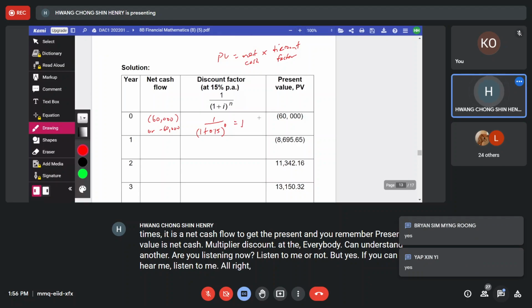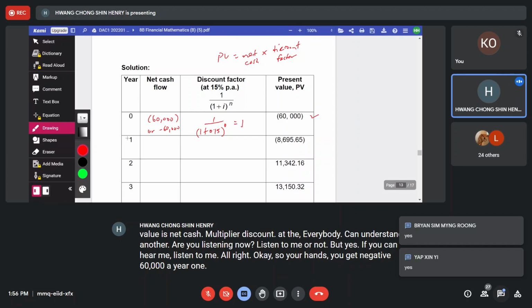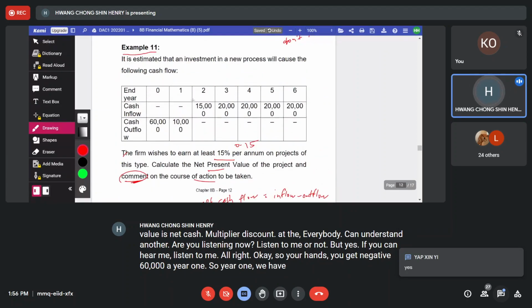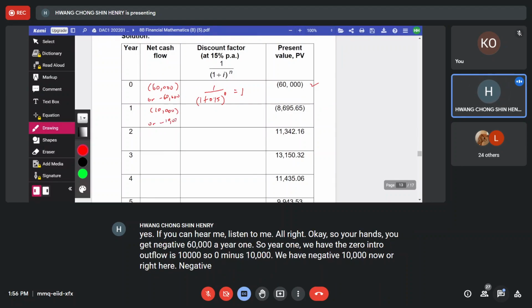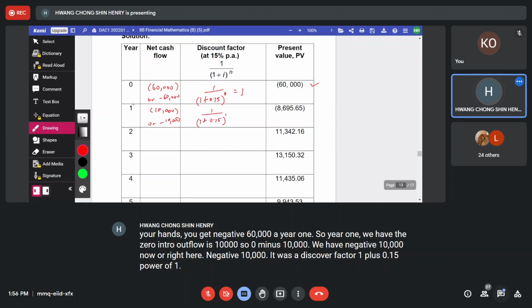All right, okay. So you multiply and you get negative 60,000. Okay, year 1. In year 1, we have 0 inflow. Outflow is 10,000. So 0 minus 10,000, we have negative 10,000 now, or I write here negative 10,000. What's the discount factor? 1 plus 0.15 to the power of 1 now. Okay, calculator.